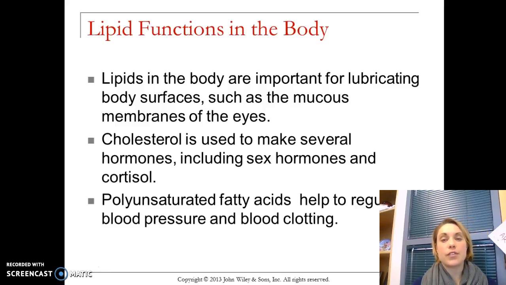Lipids in the body are used for a number of other purposes as well, such as lubrication, for example, of the mucous membranes of the eyes. Cholesterol can be used, as I mentioned before, to make the sex hormones as well as cortisol. And polyunsaturated fatty acids help to regulate blood pressure and blood clotting. Our omega-6 fatty acids help to increase inflammation, for example, and our omega-3 fatty acids help to decrease inflammation.